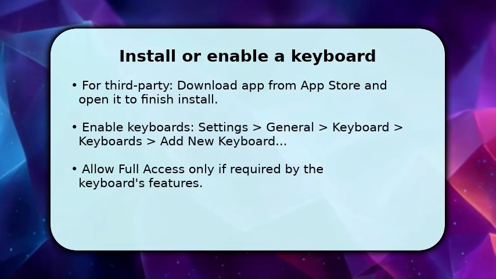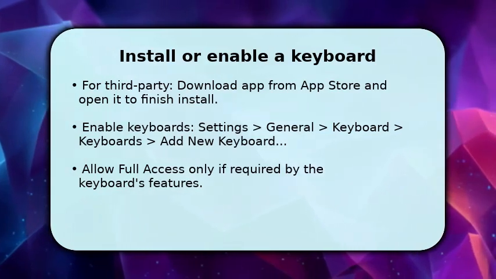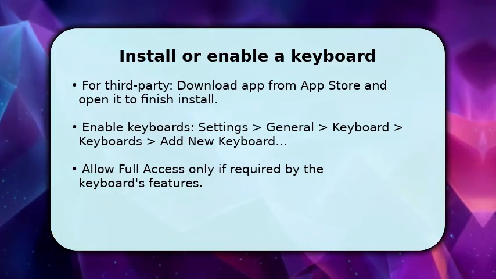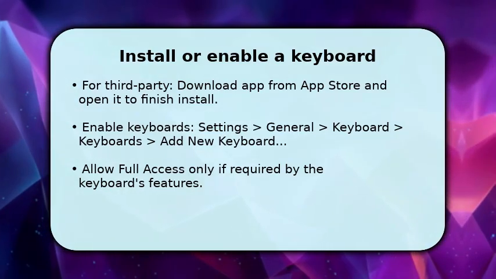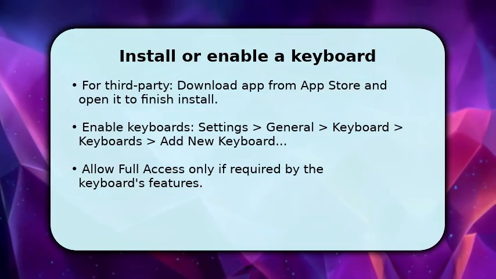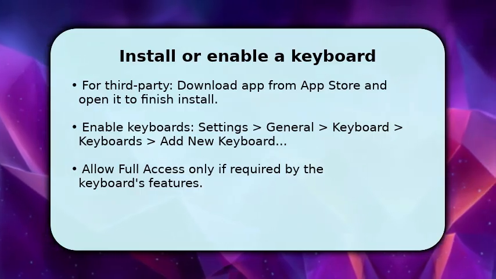If you're adding a third-party keyboard, download and open its app to complete setup, then return to Settings General Keyboards and tap Add New Keyboard. Once added, tap the keyboard name to allow full access only if you trust the developer and need advanced features.